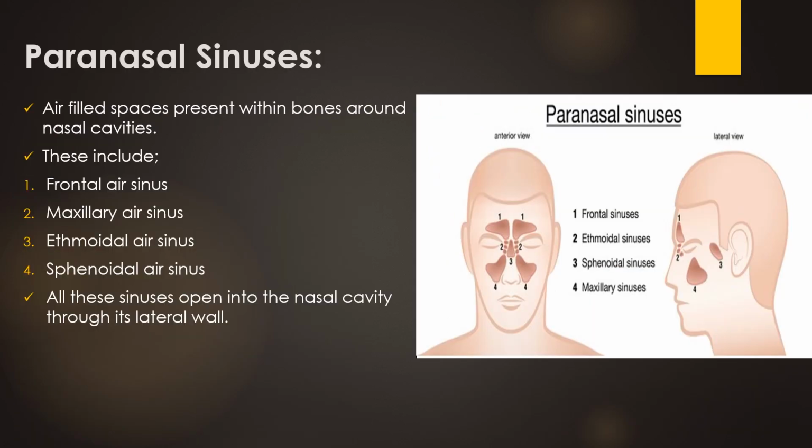Students, let's discuss the second part of the lecture, that is paranasal sinuses. What are the paranasal sinuses? These are the air-filled spaces which are present within the bones around the nasal cavities, and these include the frontal sinus, the ethmoidal sinus, sphenoidal sinuses, and the maxillary sinuses. So there are four sinuses: the frontal, ethmoidal, maxillary, and the sphenoidal sinuses. All these sinuses open into the nasal cavity through the lateral wall, as we discussed earlier.